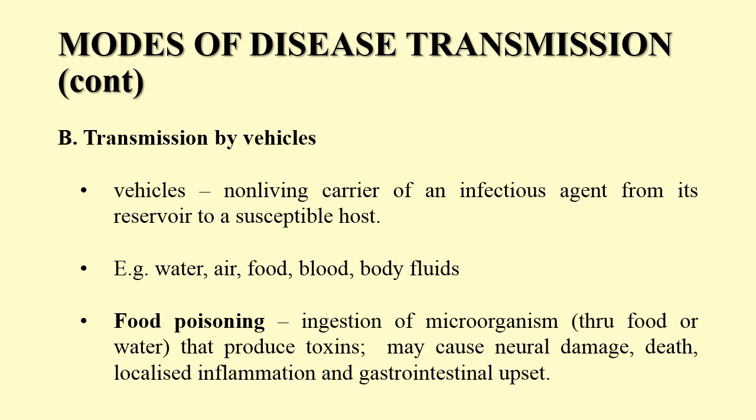Okay, the following mode of transmission is transmission by vehicle. A vehicle is a non-living carrier of an infectious agent from its reservoir to a susceptible host. Usually this vehicle can be water, air, food, blood, or body fluid. For example, food poisoning: ingestion of microorganisms, especially pathogenic microorganisms, through food or water will produce toxins in the human body, and that will cause neuron damage, death, localized inflammation, and gastrointestinal upset.